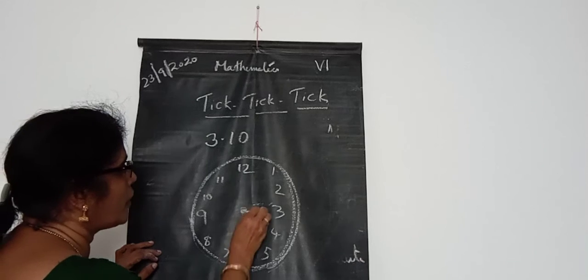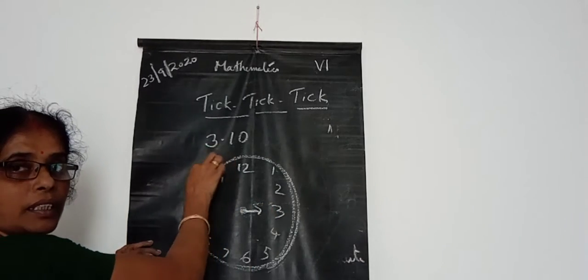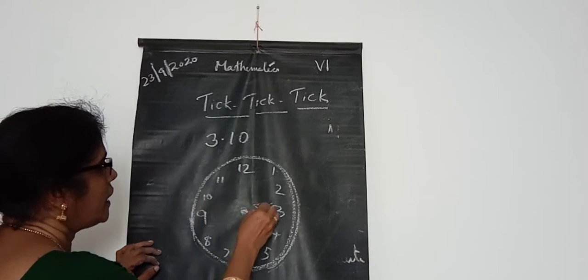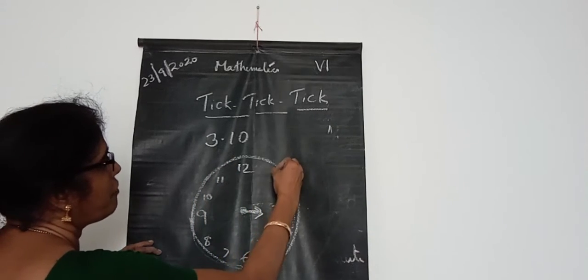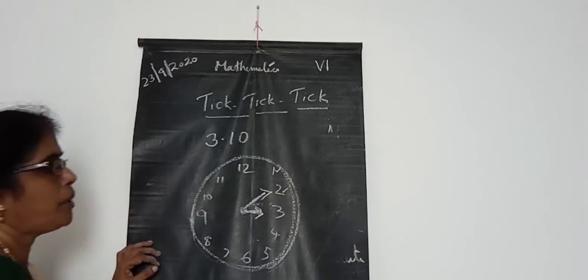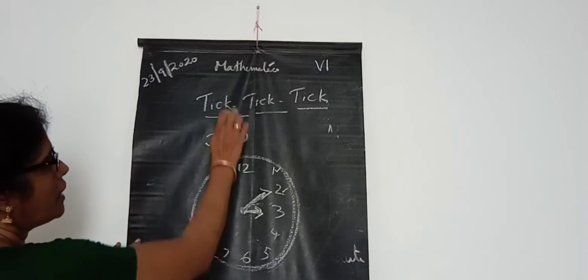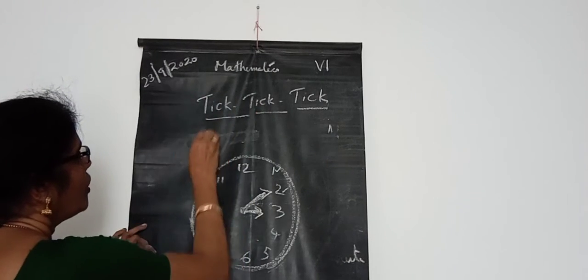3:10 means you can draw. Small hand is on this one, this one is the hour. 3. So 3 and 10 minutes. This one is the 5 minutes. This one is the 10 minutes. So long hand is here. 10 minutes. This one is the 3:10. Or we can take it next one.